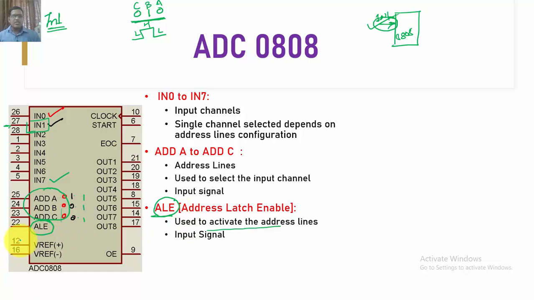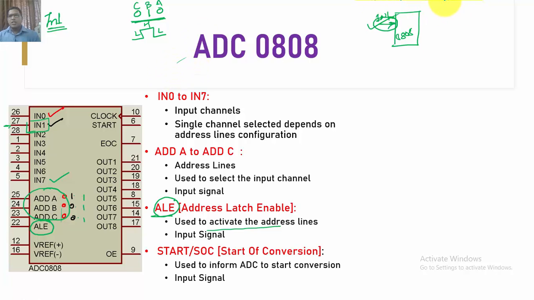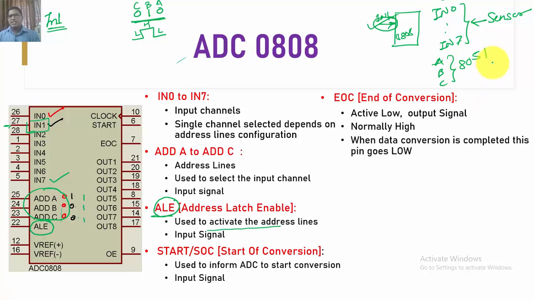Okay, and this signal we also have to send from the 8051 microcontroller, right? So here it is simple: input 0 to input 7, either one of the single inputs we are going to accept from a sensor. Then the address lines A, B, C, we are going to give from the 8051 microcontroller, and again this ALE.